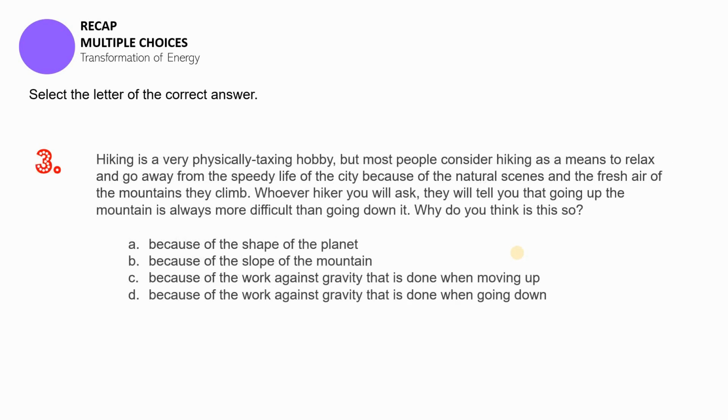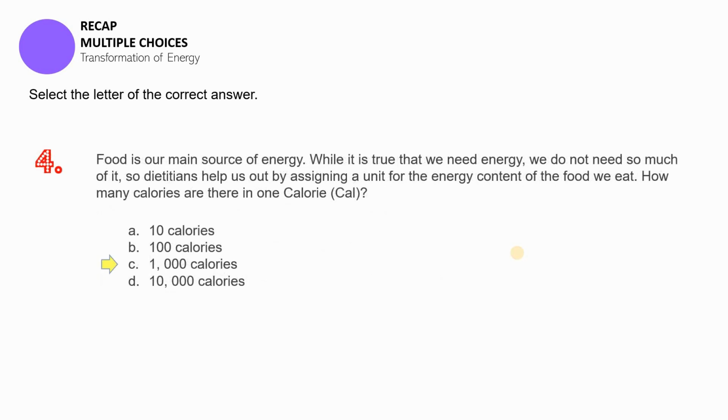Question number 3, the correct answer is letter C, because of the work against gravity that is done when moving up. So it is more difficult to move up because you are working against gravity. You are ascending, moving away from the Earth while gravity's force is downwards. So when you're going down, it's easier, but when you're going up, it's very difficult. Question number 4, the correct answer is C, 1000 calories.